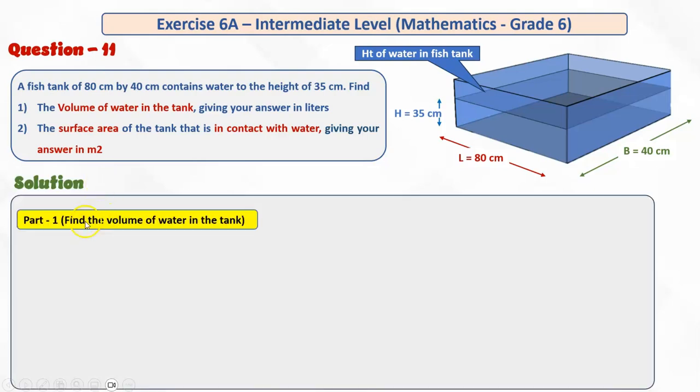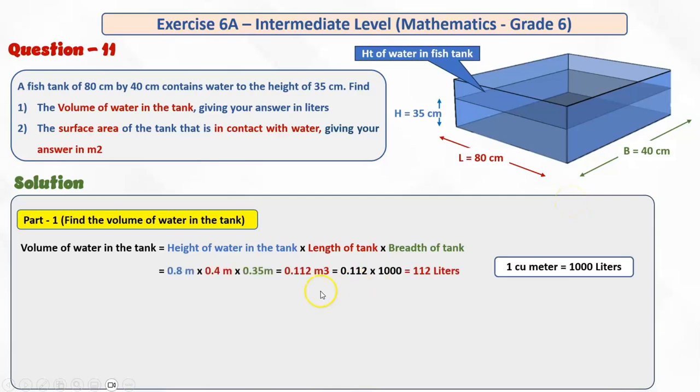And the first thing is that we need to find the volume of water inside the fish tank. How would we do this? We would multiply the height of the water inside the tank, which is 35 centimeters, with the length of the tank, which is 80 centimeters, and finally with the breadth of the tank, which is 40 centimeters. Putting all the values in, we get 0.112 meter cube.